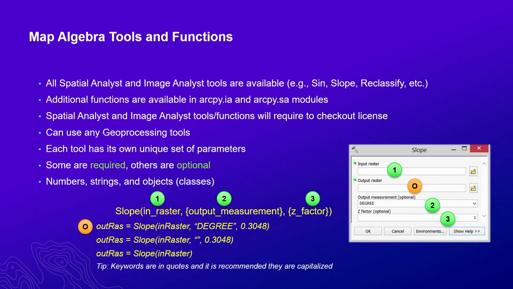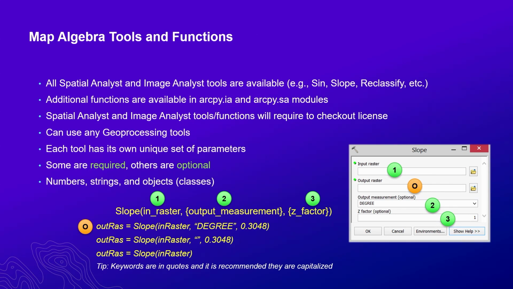Now, what kind of tools and functions are available to you? All the tools you see in the Image Analyst Toolbox or Spatial Analyst Toolbox are available to you. In addition to that, there are many functions available in the IA and SA modules. However, in order to use most of them, you have to check out a Spatial Analyst or Image Analyst license. You can also use any other geoprocessing tool.